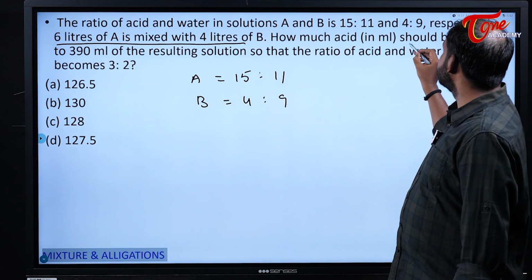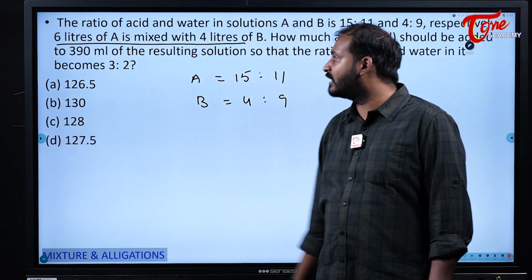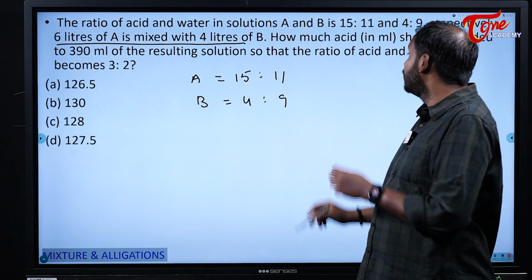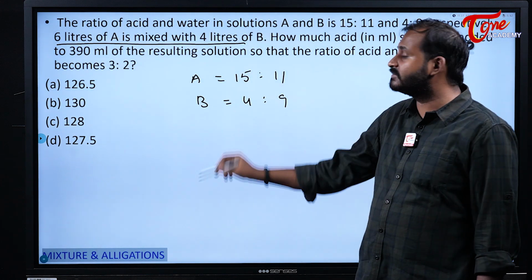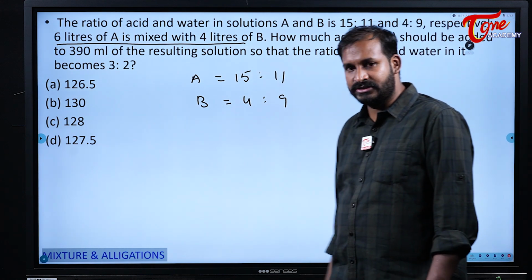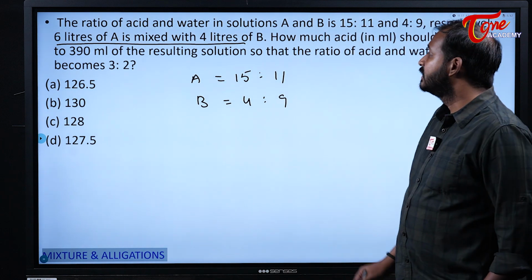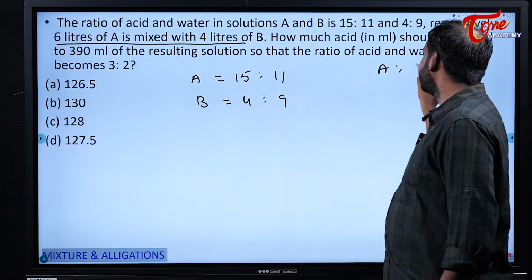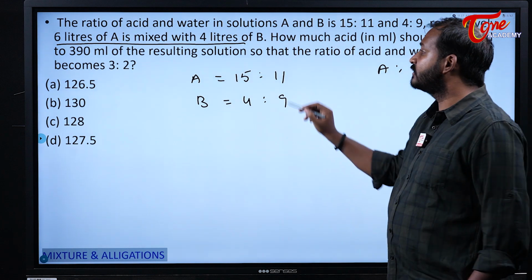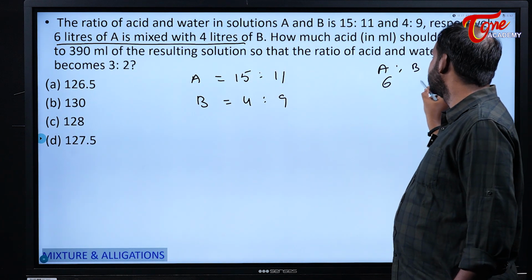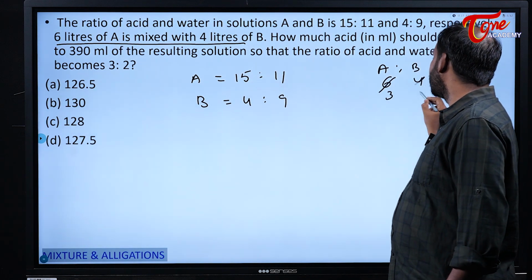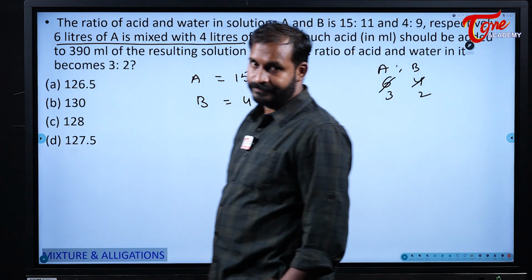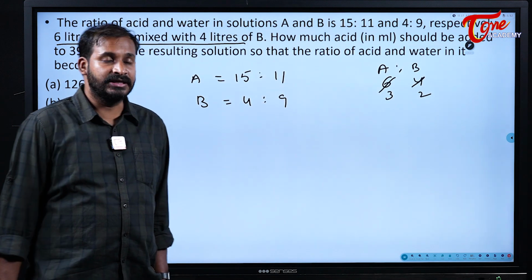So, how much acid should be added to 390 ml of the resulting solution so that the ratio of acid and water in it becomes 3:2? This is a little bit different one. See here, first of all, A and B are mixed in what ratio? If you observe 6 liters and 4 liters, they should be mixed in 3:2 ratio.